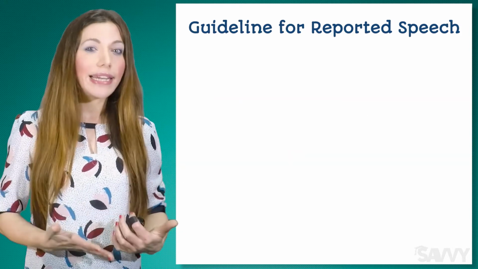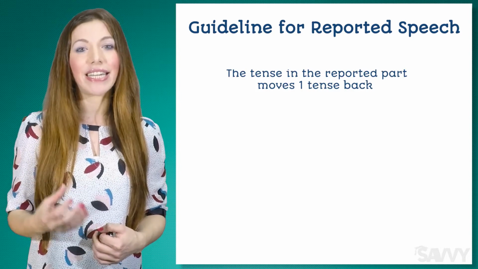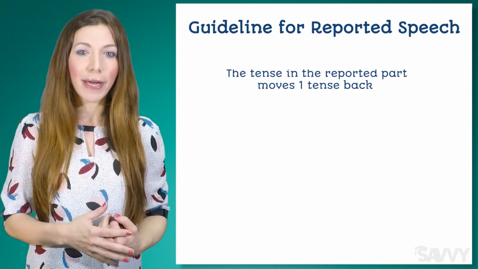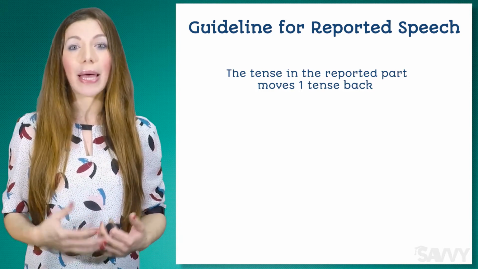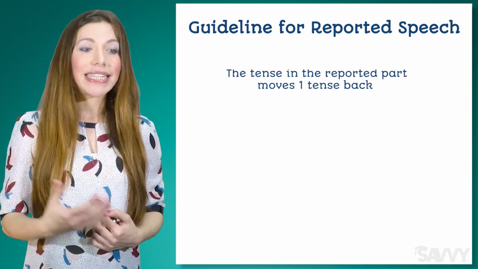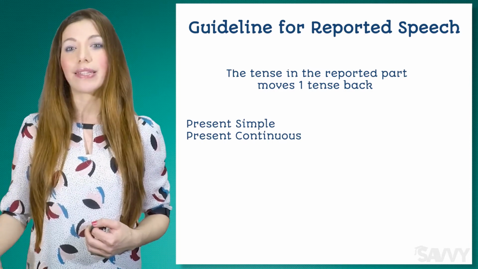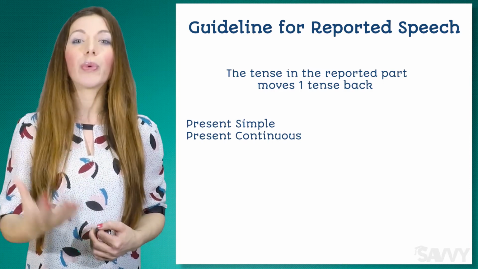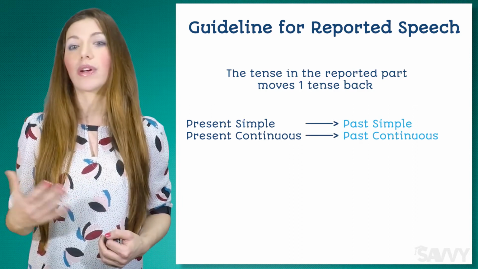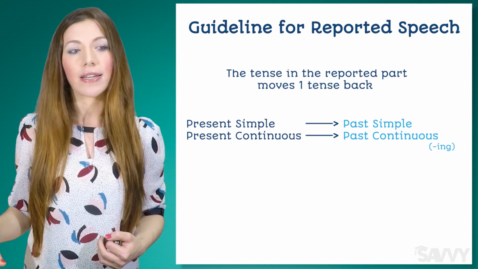A common guideline for reported speech is that the tense in the reported part moves one tense back. This is also called a backshift of the tense. So, for example, a sentence that was spoken using the present simple or the present continuous, when we are reporting that sentence, we would use the past simple or the past continuous, which is the verb with ing.